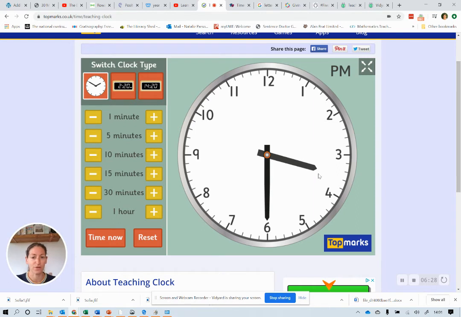Let's have a little look. Okay, is the hand after the 4? No, it's before the 4, isn't it? It's just after the 3. It's halfway between the 3 and the 4, which means it's 3:30. Okay, are you ready? Let's add some more time on.